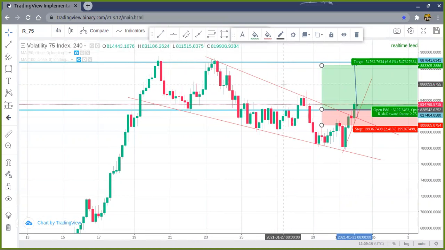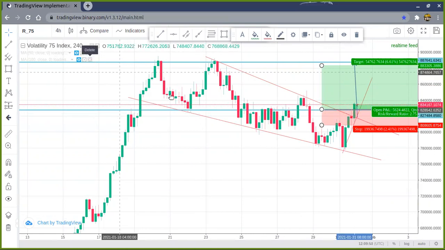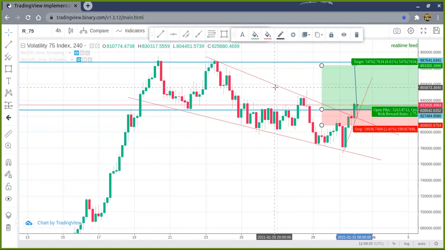This trading strategy is perfect for volatility VIX 75, volatility VIX 10, volatility VIX 25, volatility VIX 100, volatility VIX 50. You can use the same strategy for all these volatility VIX index markets. You can use it for all these assets and it will work very well.